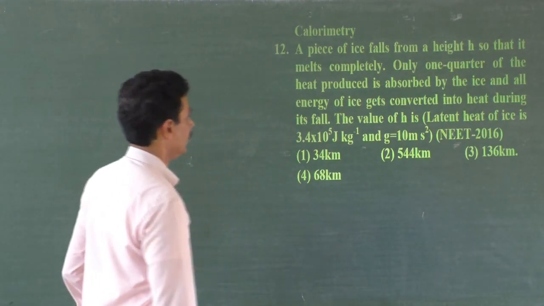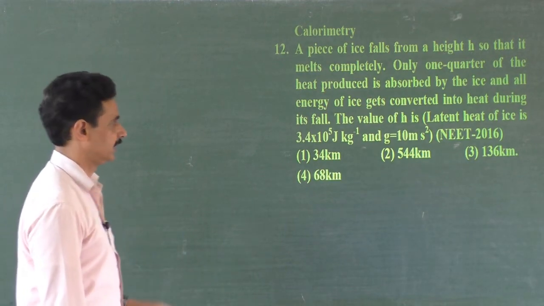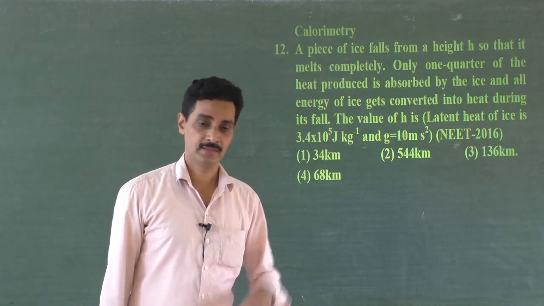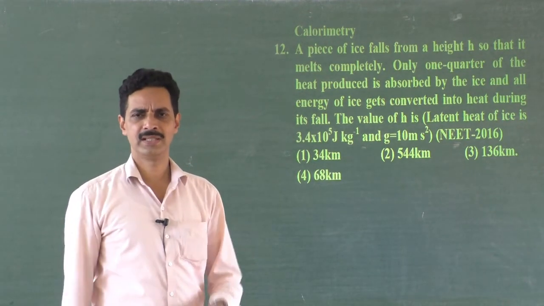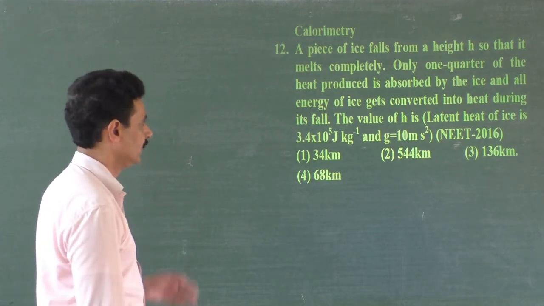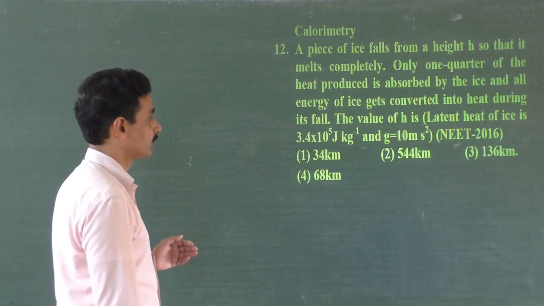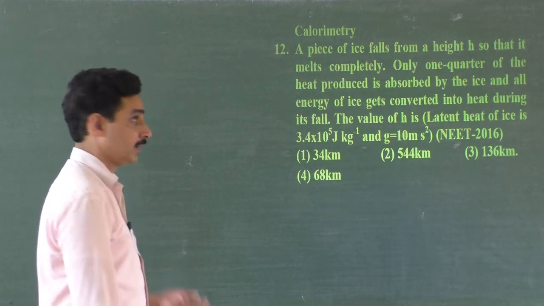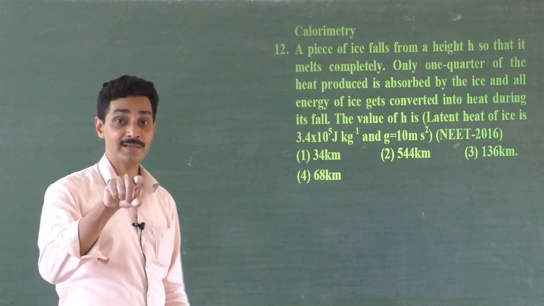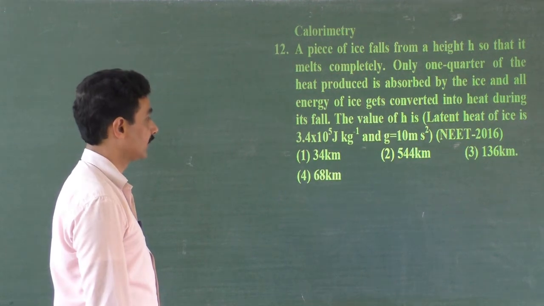Calorimetry, yes. A piece of ice falls from a height h so that it melts completely, okay? From where does it get energy to melt? Of course, potential energy might have been converted into heat energy. Only 1/4 of the heat produced is absorbed by that ice. So when it falls, the potential energy is mgh. 1/4 of that is used to melt, is absorbed by the ice.